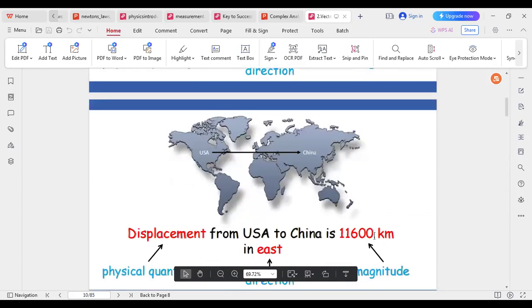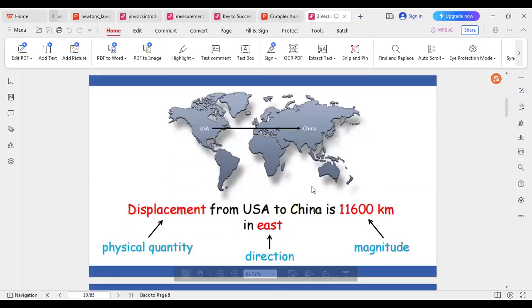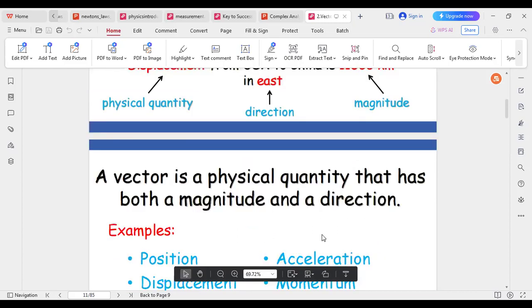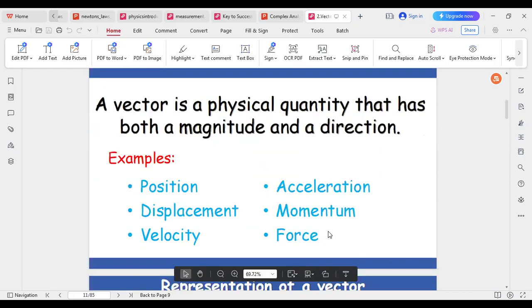The quantity which can be expressed with the direction as well as magnitude is called vector quantity. Similarly, the displacement from USA to China is 11,600 kilometers in the east. So here the physical quantity is displacement, east is the direction, and 11,600 kilometers is the magnitude. So now the definition: a vector is a physical quantity that has both a magnitude and a direction. For example, position, displacement, velocity, acceleration, momentum, force, etc.